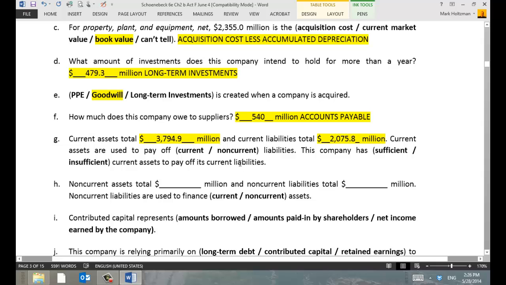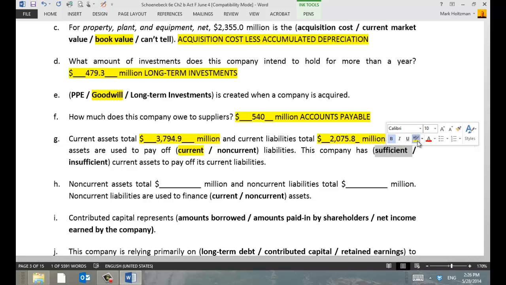Now, current assets are used to pay off what? I didn't tell you this last time. Current liabilities, that's really the relationship there. There's a natural relationship between current assets and current liabilities. And the thinking is the current assets should pay off the current liabilities. Does the company have enough current assets to pay off its current liabilities? Yeah, it's $3.7 billion in current assets, only $2 billion in current liabilities. So the company has sufficient current assets to pay off its current liabilities.